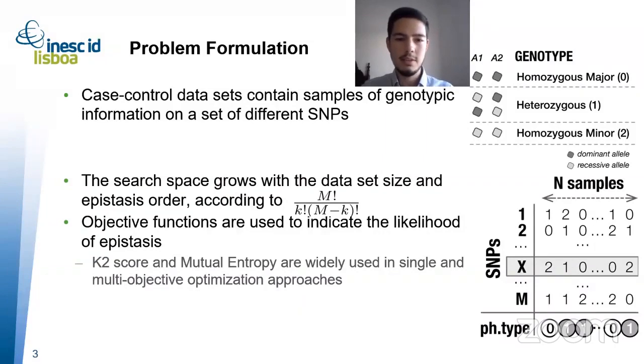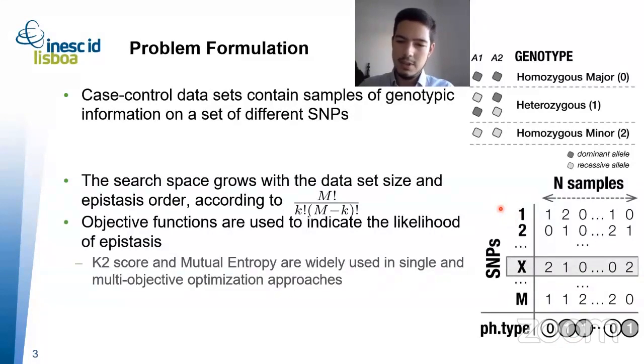So the case-control datasets provided contain samples of several SNPs, number m, and also a phenotype value for a number of samples or patients. Each SNP value will be 0, 1, or 2, depending on the alleles that form it being dominant or recessive. The phenotype value will be 0 for control or 1 for case.